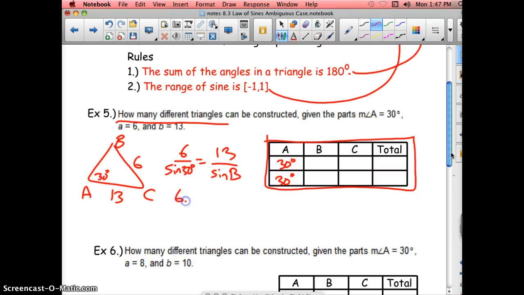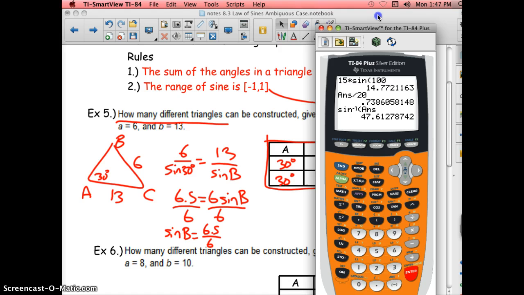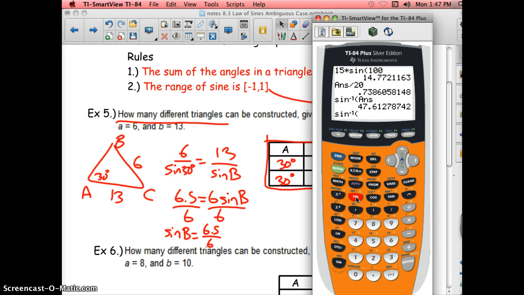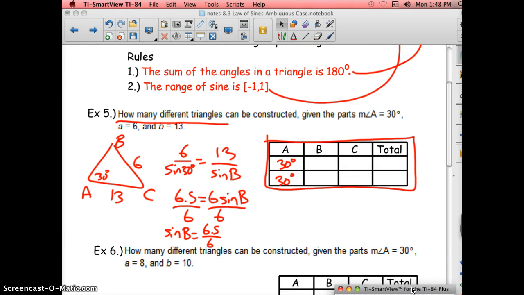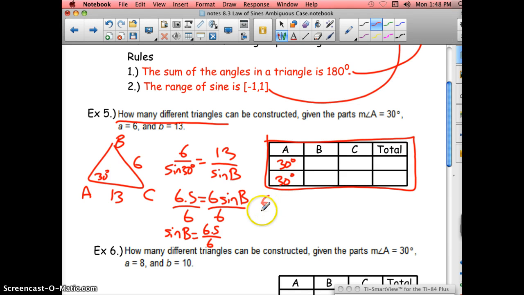So I've got 6.5 equals 6 sine b, because half of 13 is 6.5. Then divide both sides by 6, so I get sine b equals 6.5 over 6. If I were to try to take the arc sine of that, watch, second sine of 6.5 divided by 6, it's going to give me a domain error, because 6.5 over 6 is greater than 1.